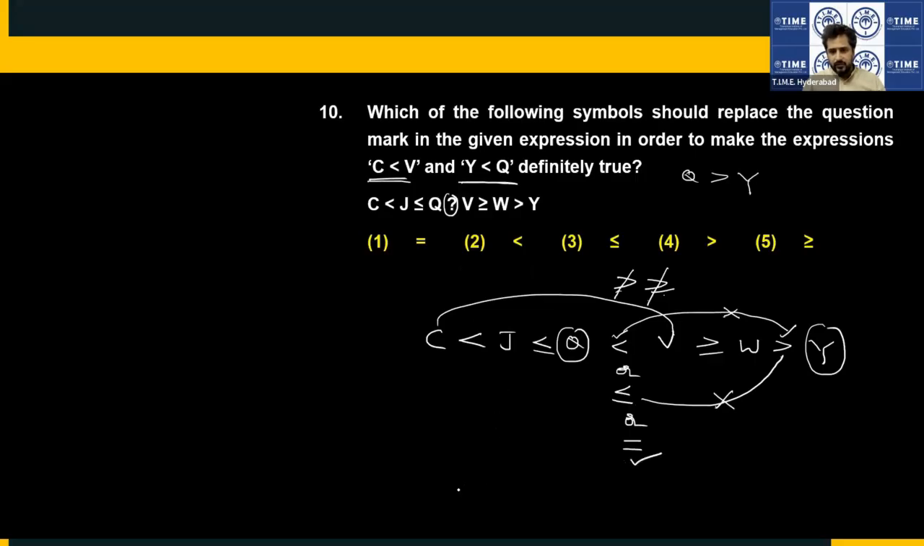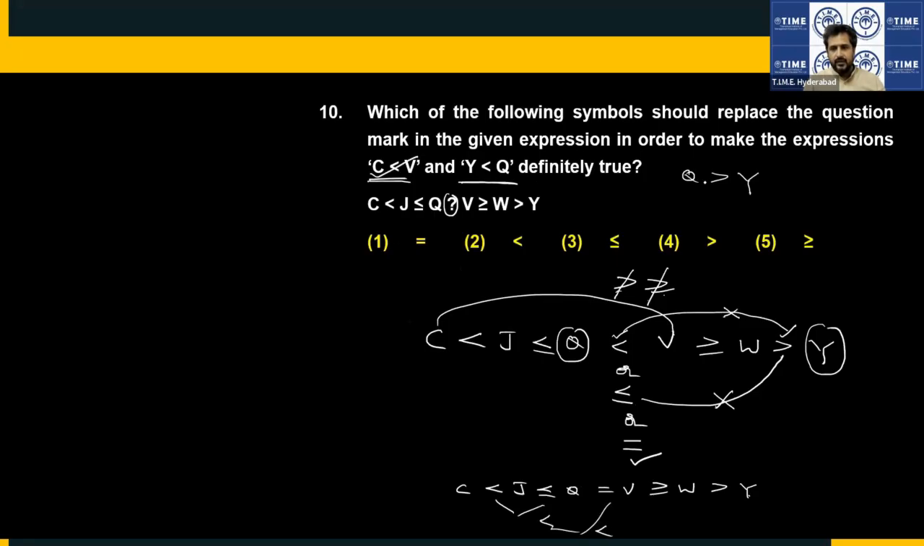So when you substitute equal to, what is the new expression will be? C less than J less than or equal to Q equal to V greater than or equal to W greater than Y. Now what is the conclusion? C less than V. Less than or equal to leads to less than and equal to leads to less than. Fine.